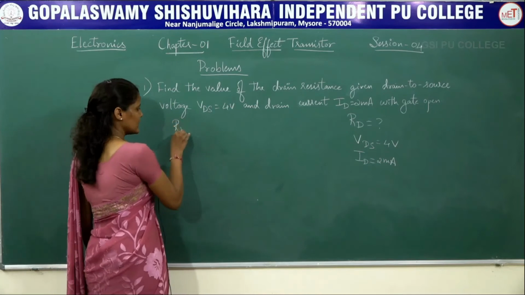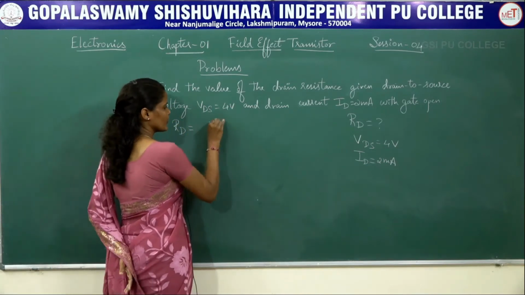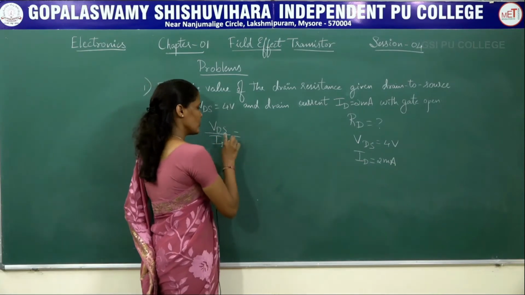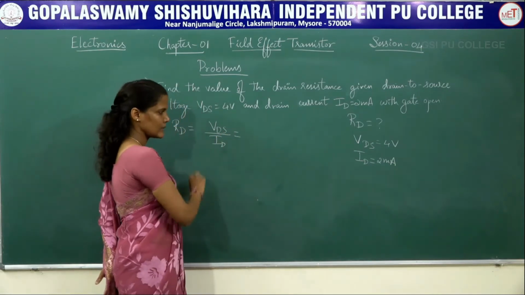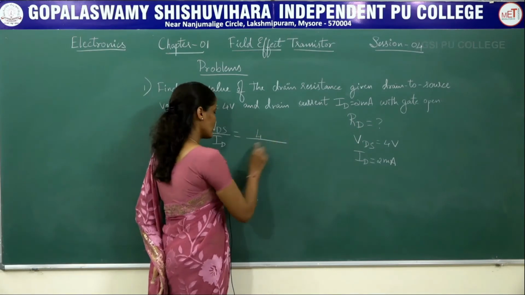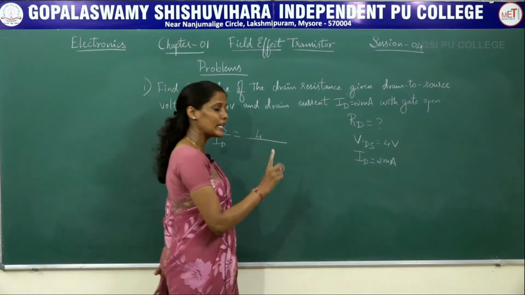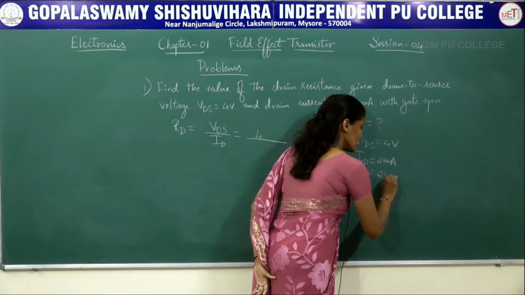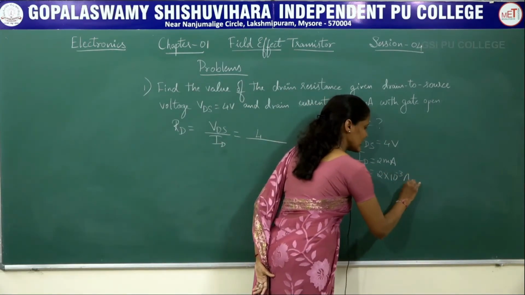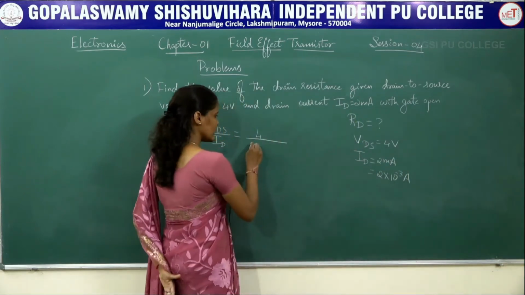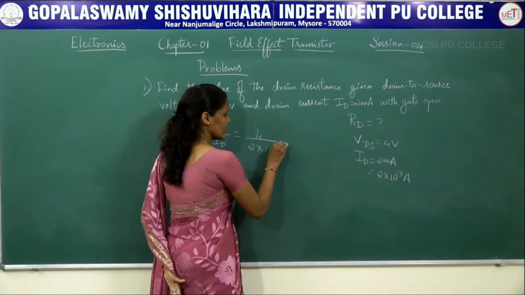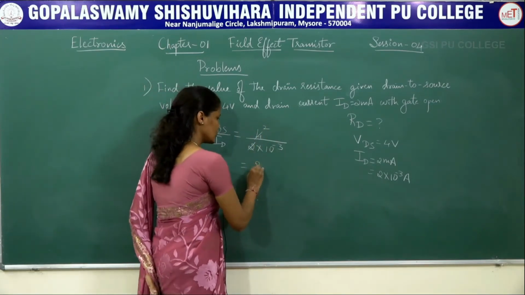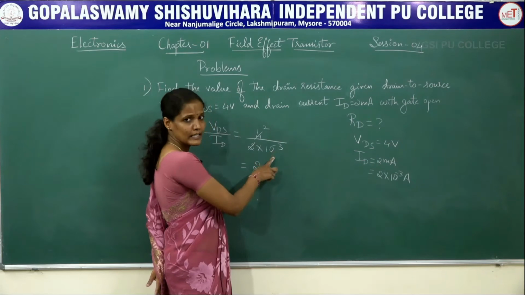RD has a direct formula. RD is equal to the ratio of VDS to ID. So VDS divided by ID: VDS value is 4, ID value is 2 milliamps, small letter m, so milli means 2 into 10 to the power of minus 3 amps. So write that completely over here: 2 into 10 to the power of minus 3. So 2 ones are 2, 2 twos are 2, and 10 to the power of minus 3 is in the denominator.